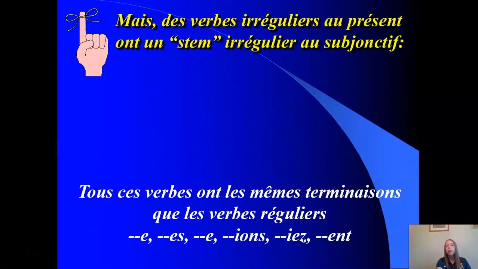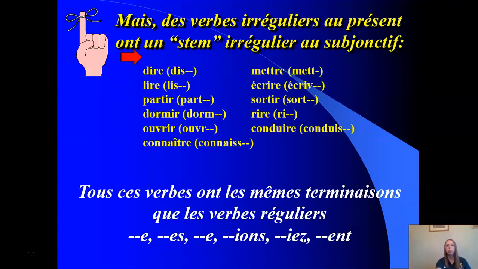Puis, nous avons des verbes irréguliers au présent. Si le verbe est irrégulier au présent, il est irrégulier au subjonctif aussi. Par exemple, le verbe dire. Quelle est la forme il pluriel? Ils disent. Ou connaître. Ils connaissent. Écrire. Ils écrivent. So you've got to know the present tense, right?